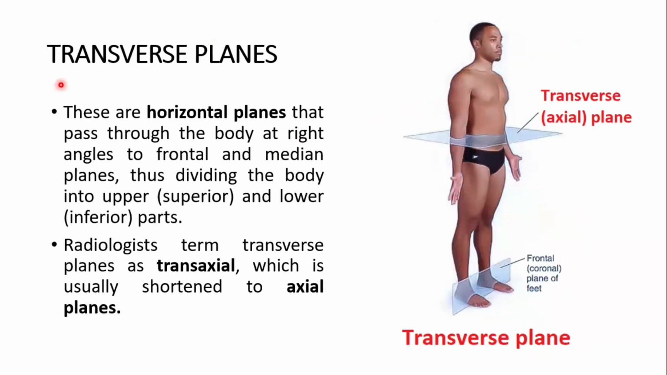And these are the transverse planes. You could see this picture. These are the horizontal planes that pass through the body at right angles to the frontal and the median planes, thus dividing the body into upper, the superior part, and the lower parts. This is the transverse plane. Radiologists term transverse planes as transaxial, which is usually shortened to axial planes. These are also known as the axial planes.